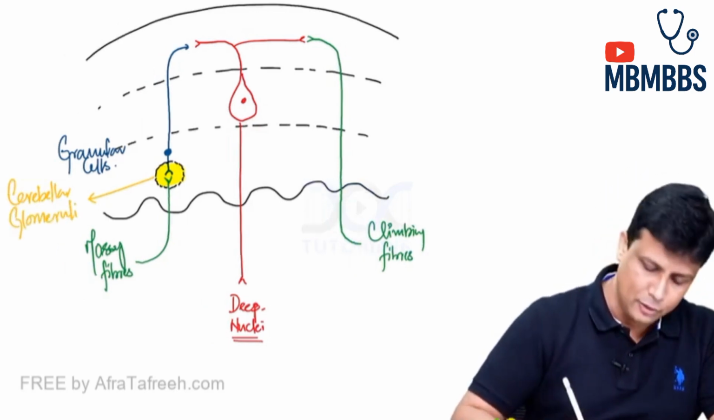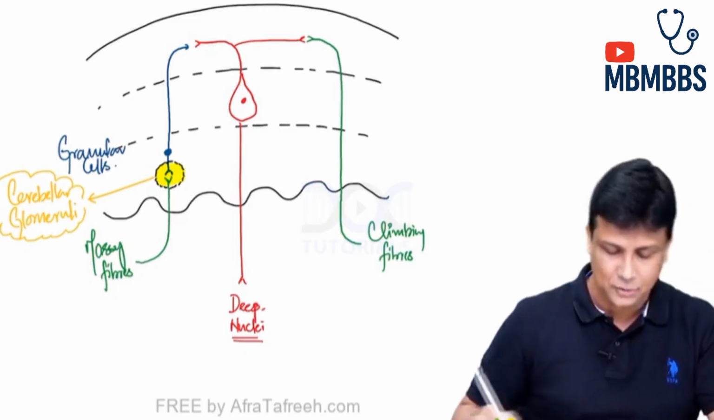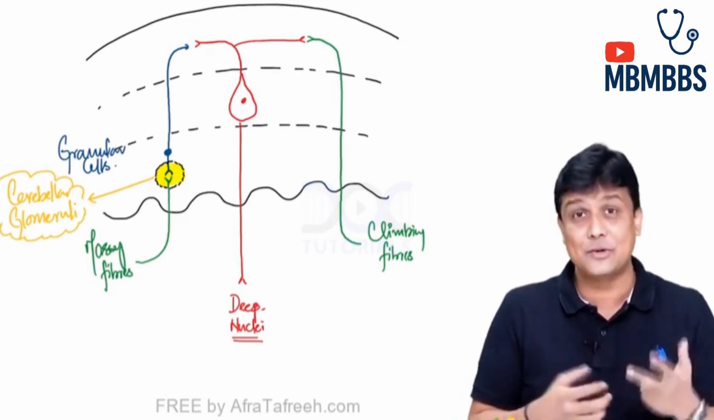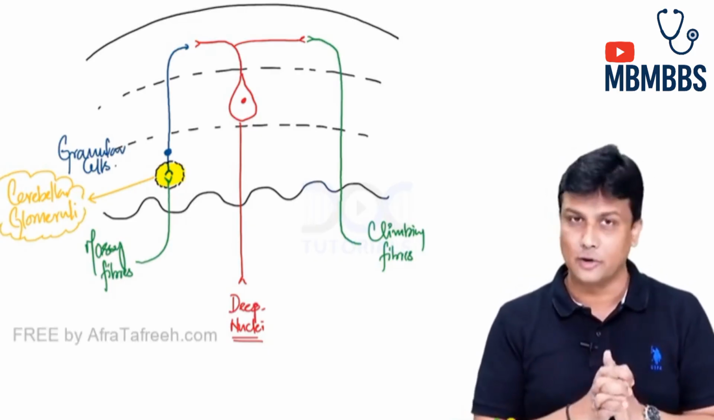Wow. I hope you are able to appreciate here in this innermost layer, almost everything starts with the G only. Granular cells, Golgi cells, the layer itself is known as the granular layer, and then glomeruli. So that is nothing but the cerebellar glomeruli.